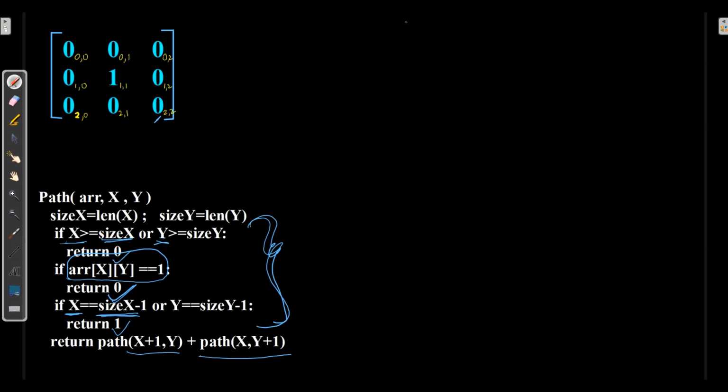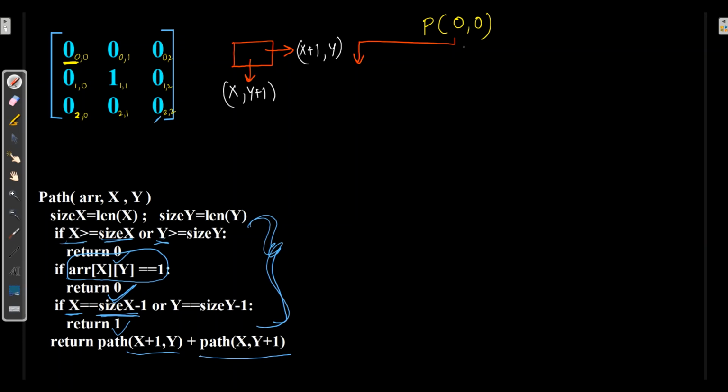So here I will take the 0, 0 element, I'll take P for path 0, 0. As I have already told, either I can go to the right or to the bottom. Right is x plus 1, y and down is x, y plus 1. So here I will have two recursive ways. First, the right part and the second one, the bottom part. So for 0, 0, I can go to 0, 1 and for right 1, 0.